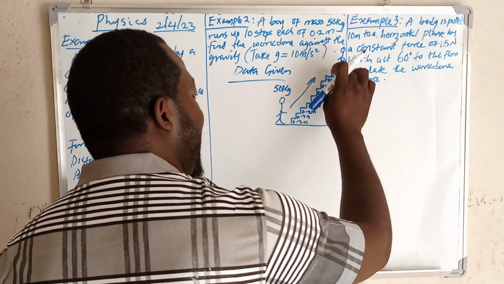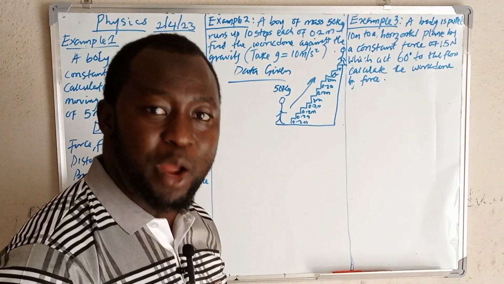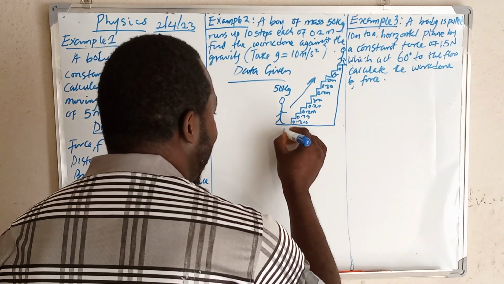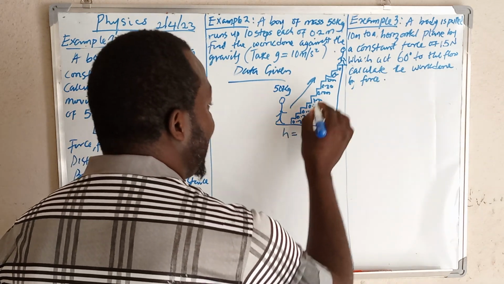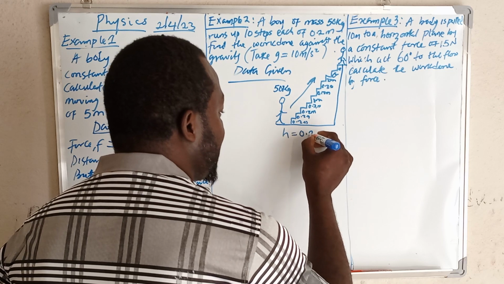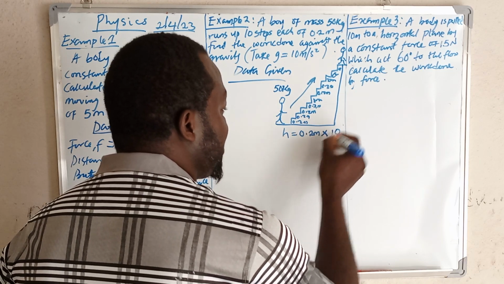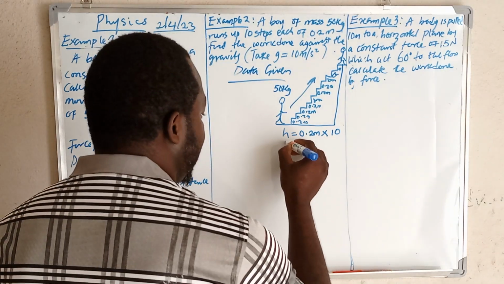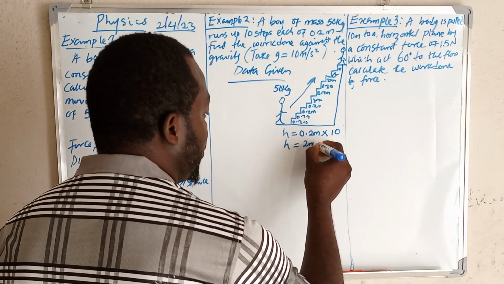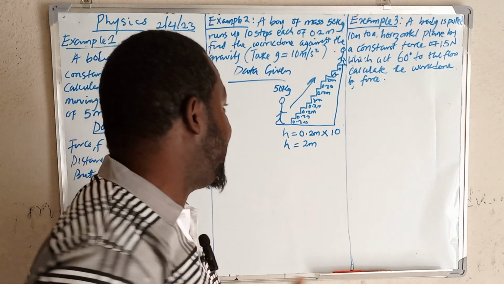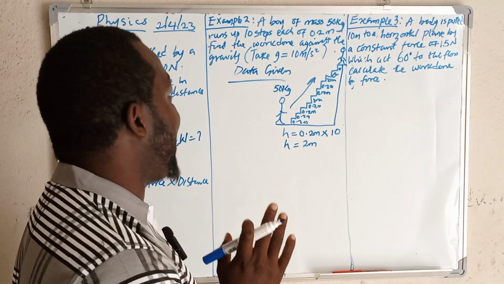So for us to find the total height, what are we going to do? We say our h in this case will be each 0.2 meters multiplied by how many steps do we have? 10, which will give us our height as 2 meters. That is the height.